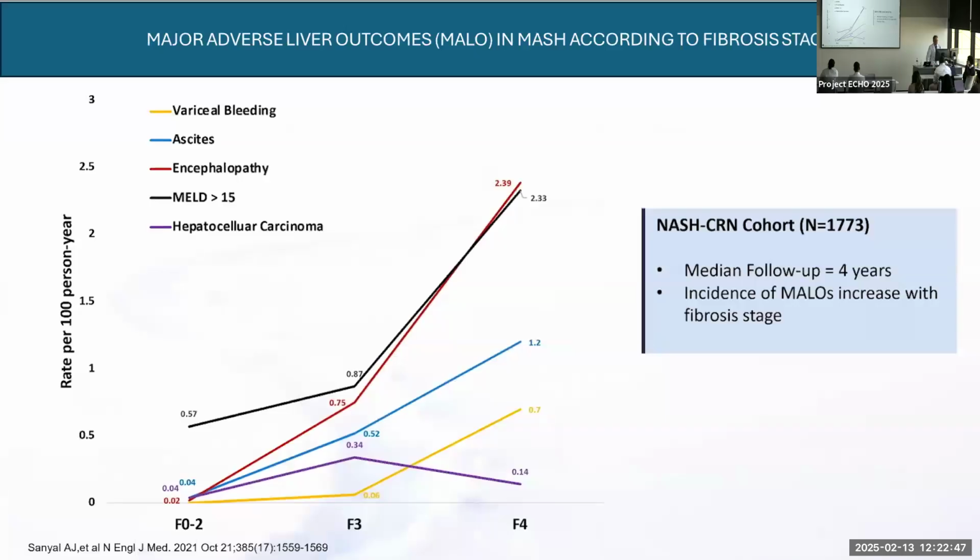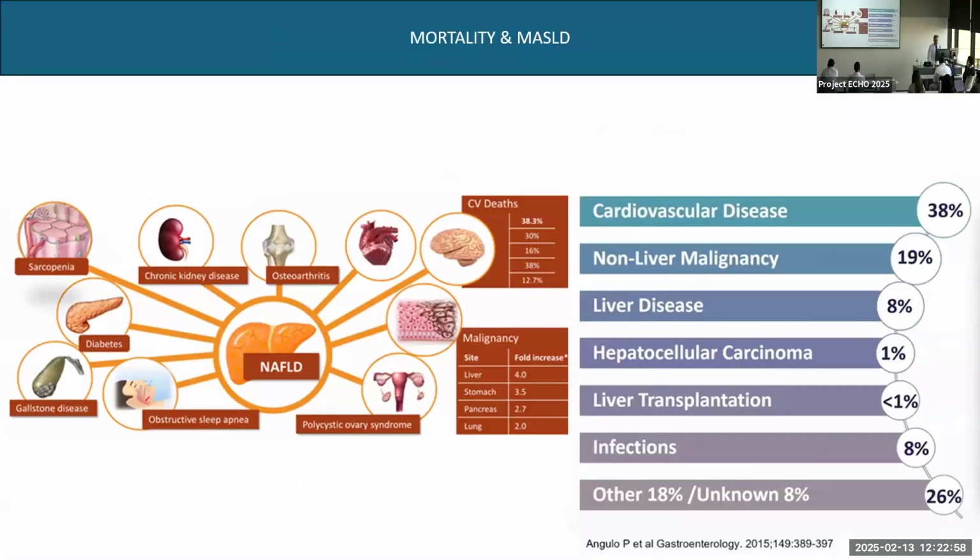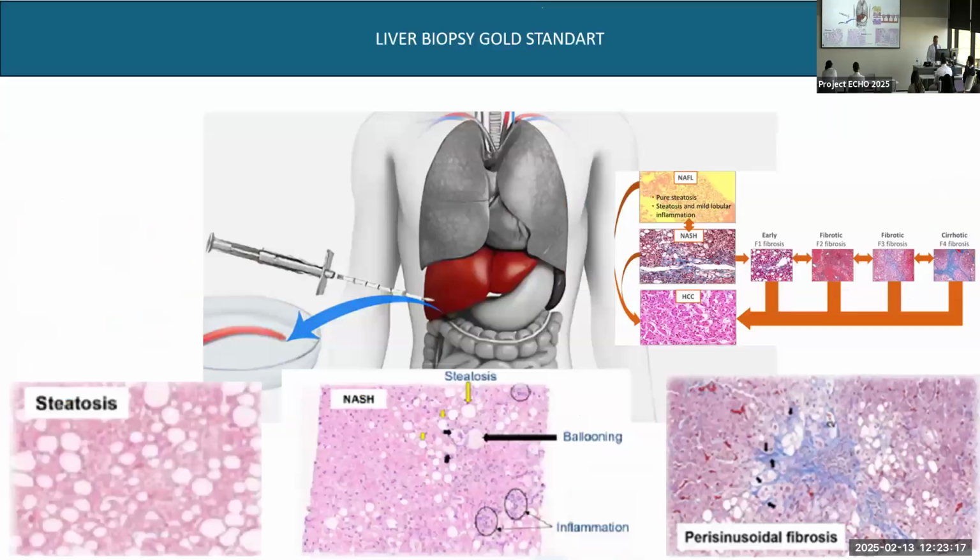And major advanced liver outcomes, MALOs, are also increasing with increasing fibrosis stage. So fibrosis is something very important. You can see the mortality about the disease. Only 8% is directly related with liver disease, but as this population is mostly diabetic and obese, you can see the cardiovascular risks are very high and the malignancy is also very high.